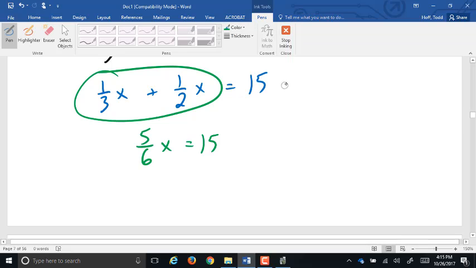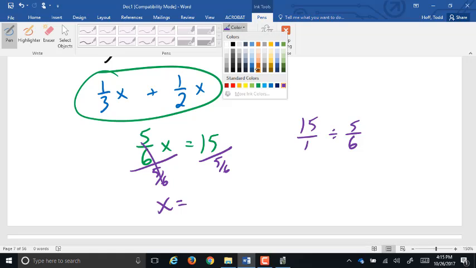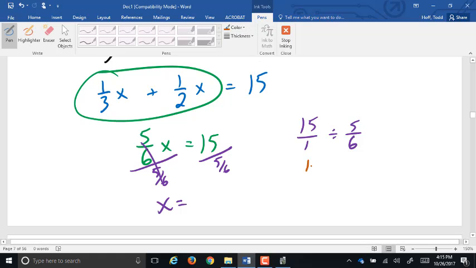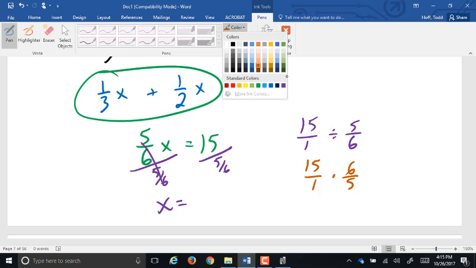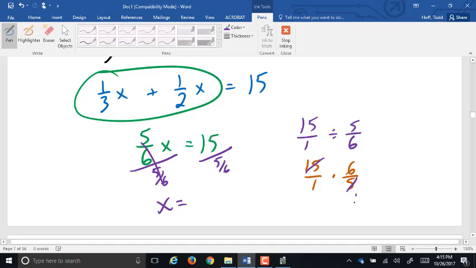And then, of course, what would we do to solve that? We would divide by 5/6. So x equals, well, 15 over 1 divided by 5 over 6 becomes 15 over 1 times 6 over 5. Cross canceling the 15 and 5 gives me 1 and 3. 3 times 6 is 18. 1 times 1 is 1. So x equals 18.